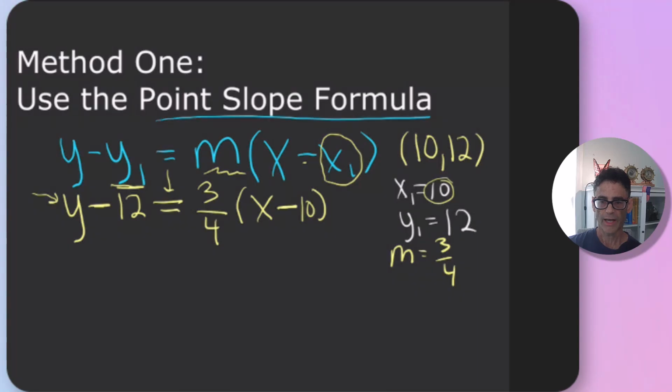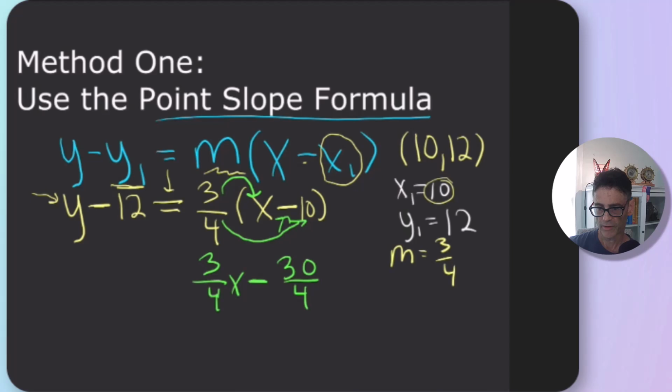To get to y equals mx plus b form, I'm going to need to first distribute that 3/4 times what's in the parentheses, because it's right outside the parentheses. Remember, distributing, you're multiplying what's outside into what's inside. So when I do the 3/4 times x, of course, that's 3/4 x. Then I'm going to multiply 3/4 times 10, but notice there's a minus sign. I'm going to keep that. And now when I do 3/4 times 10, I get 30/4. So I'm going to write that down there, 30/4.